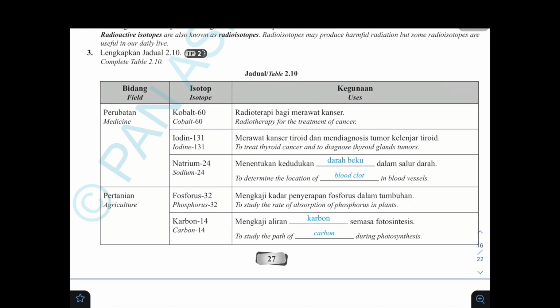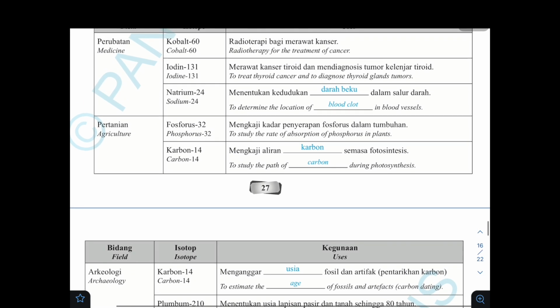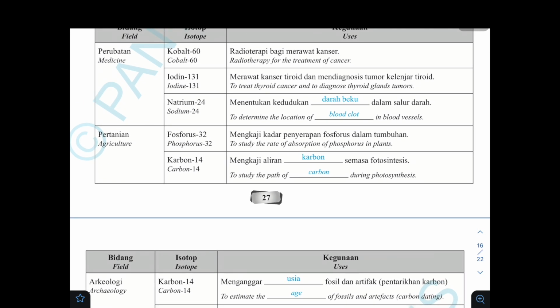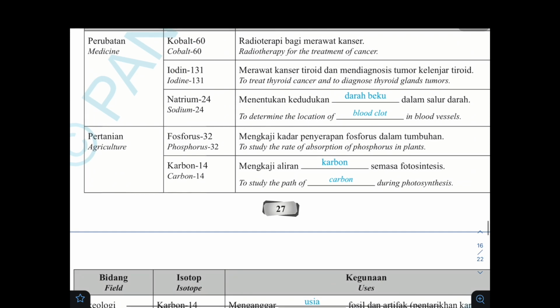So, kamu tengok di sini, untuk bidang medicine, the isotope cobalt-60, they use in radiotherapy for the treatment of cancer, iodine-131, to treat thyroid cancer and to diagnose thyroid gland tumors. Sodium-24, to determine the location of blood clot in blood vessel. In the field of agriculture, phosphorus-32, to study the rate of absorption of phosphorus in plants. Carbon-14, to study the path of carbon during photosynthesis.